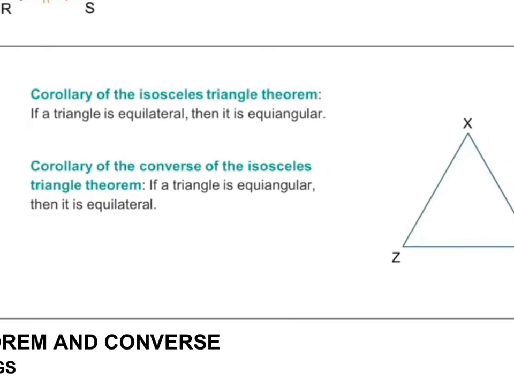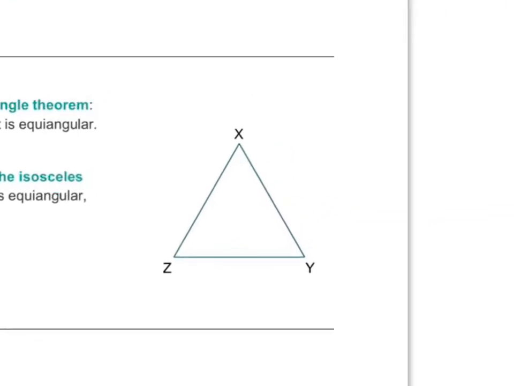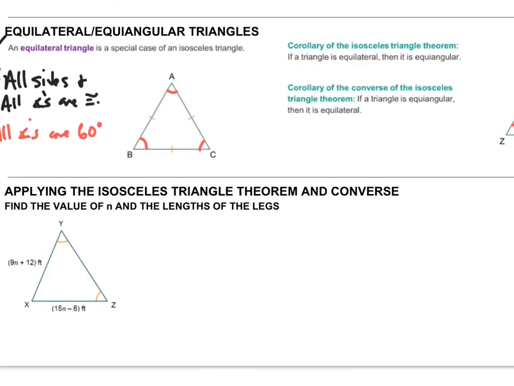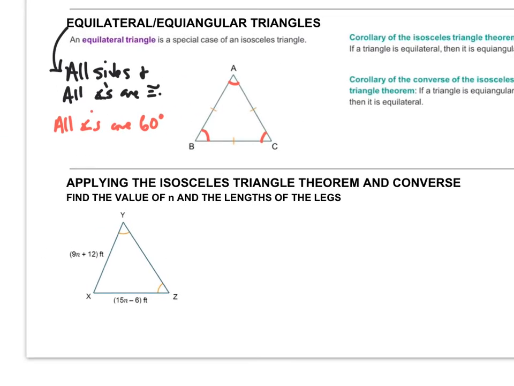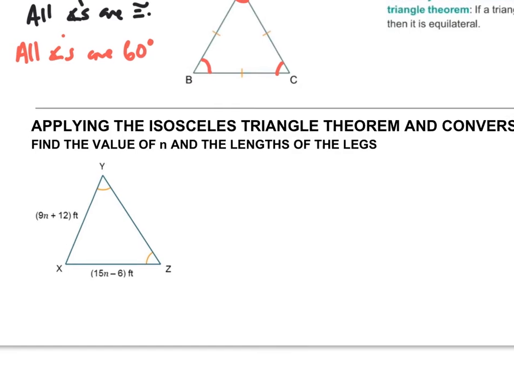And then we have the converse. So if a triangle is equiangular, if we know that all of these angles are congruent, then we can say that all of the sides are congruent, okay? So that one's pretty easy. That one's not too bad, all right? But let's talk about this.